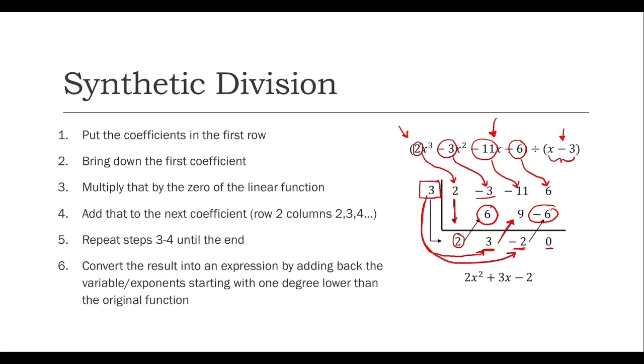Then we'll convert our result into an expression by adding back the variables or exponents, starting with 1 degree lower than our original function. Our original function was a cubic function, so we'll go down to a quadratic function. So we'll have our 2x squared plus 3x minus 2, and then this final number here is our remainder. We'll learn more about what this remainder means in the next couple slides.